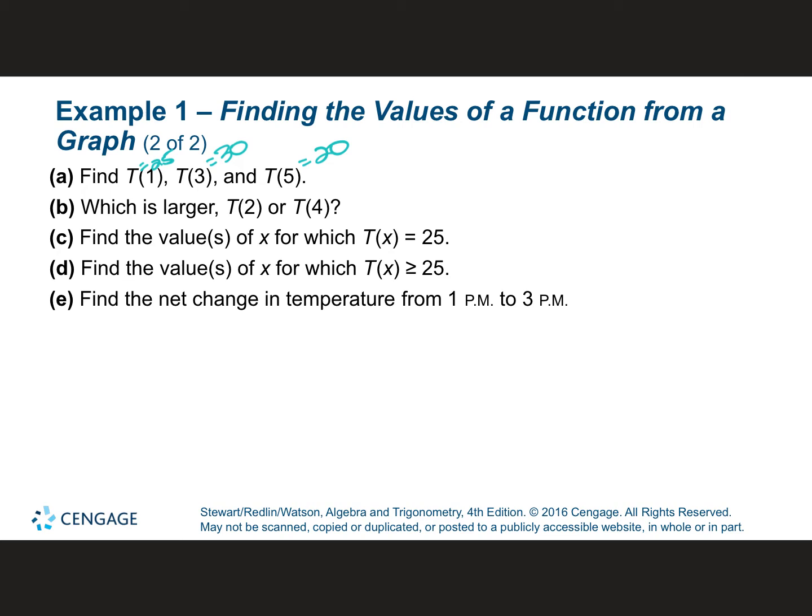For example B, it asks you which is larger, t of 2 or t of 4. Well, if we look back at that, we said t of 2 is 34, t of 4 is 25. Which one of these is larger, the t of 2 or t of 4? T of 2.